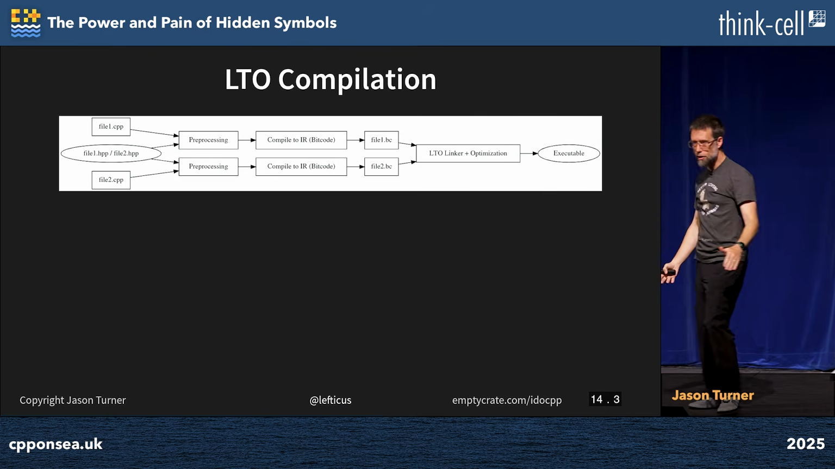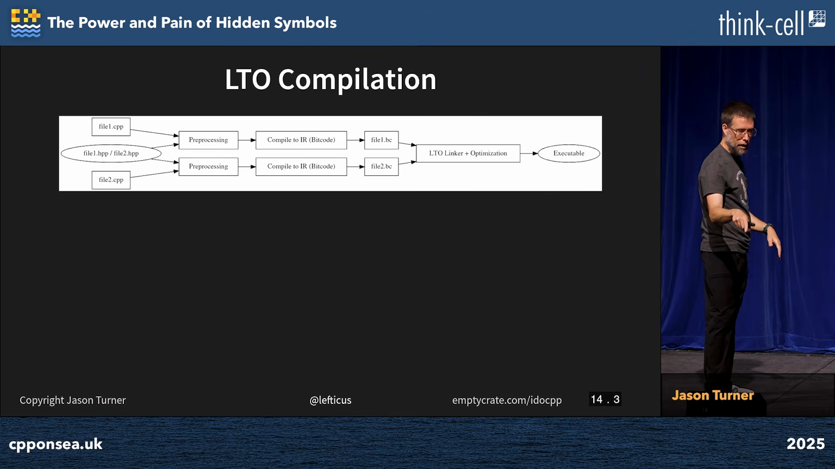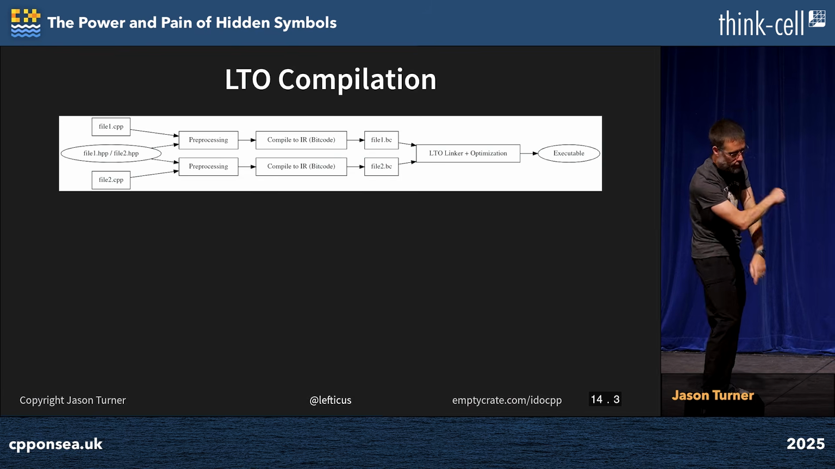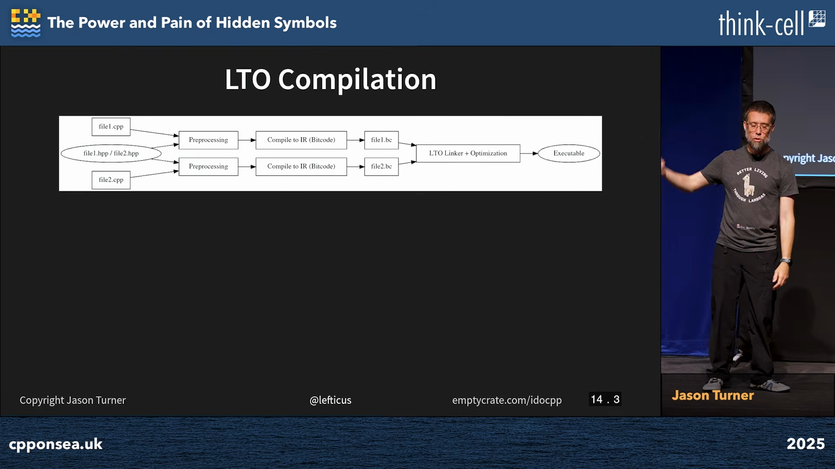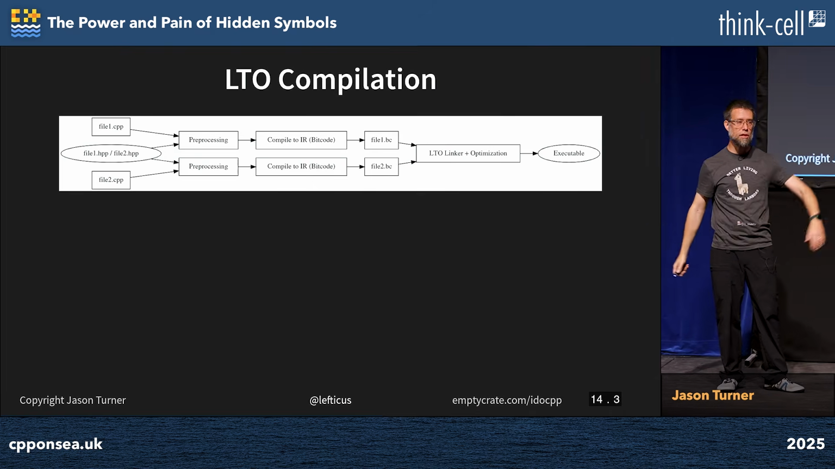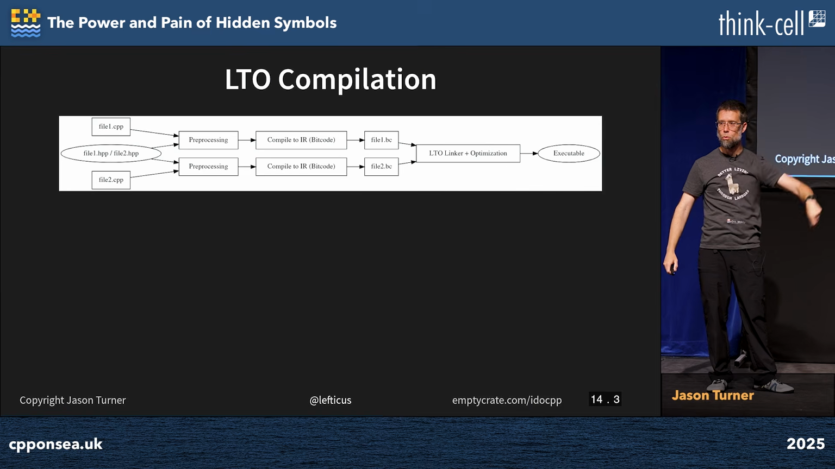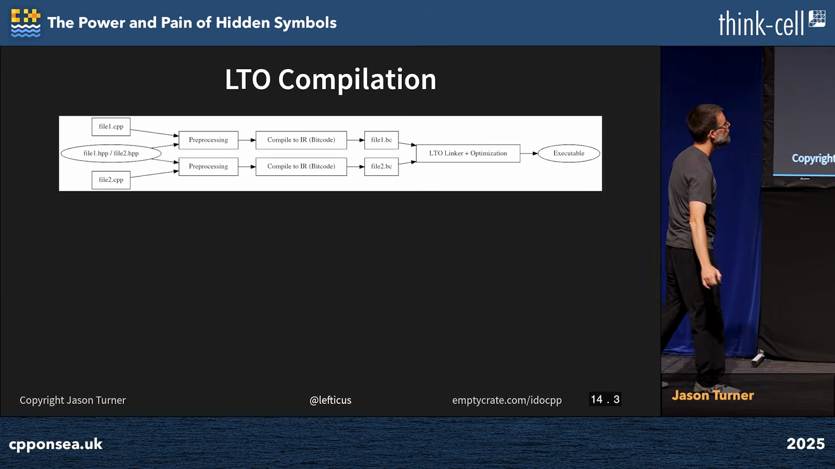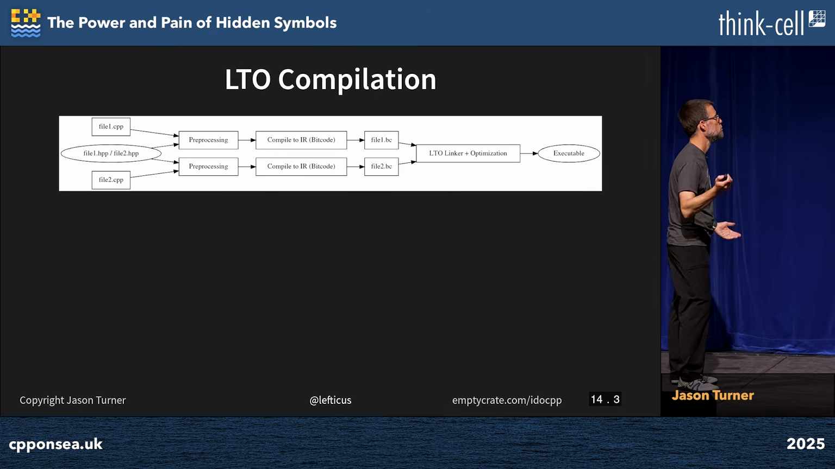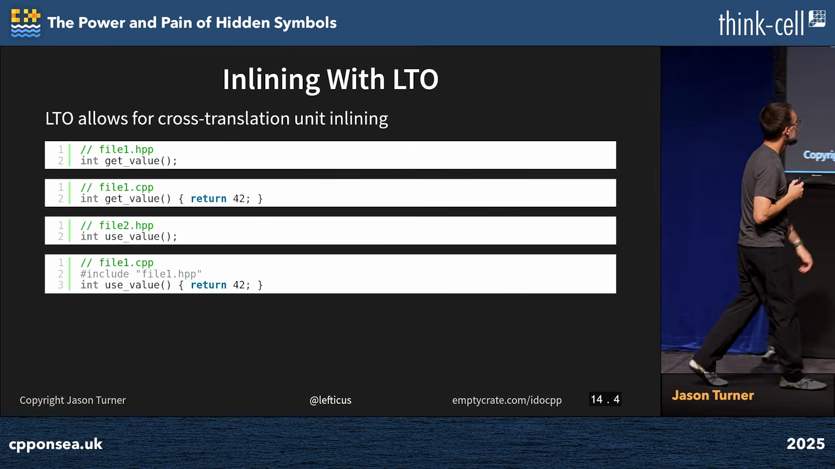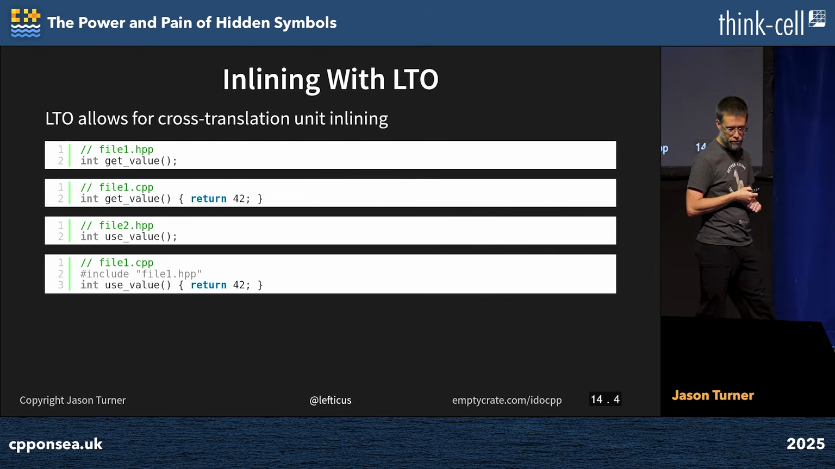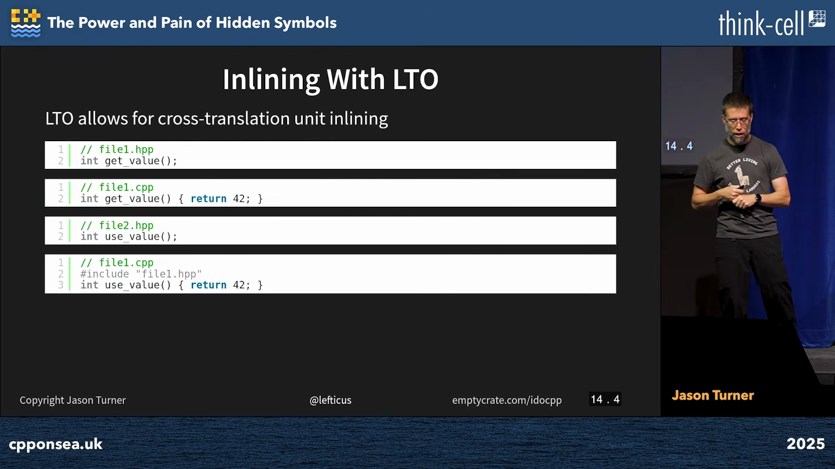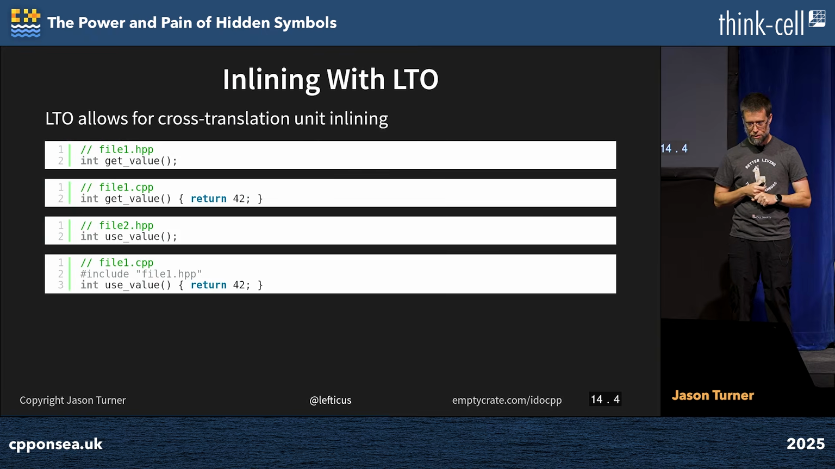So it's basically what game developers do when they do Unity builds. Thank you. Who uses Unity builds? Who uses link time optimization? Okay, this is going to be fun. Okay, so LTO allows for cross-translation unit inlining. So I might have something like this, and I might, wow, that example is wrong.